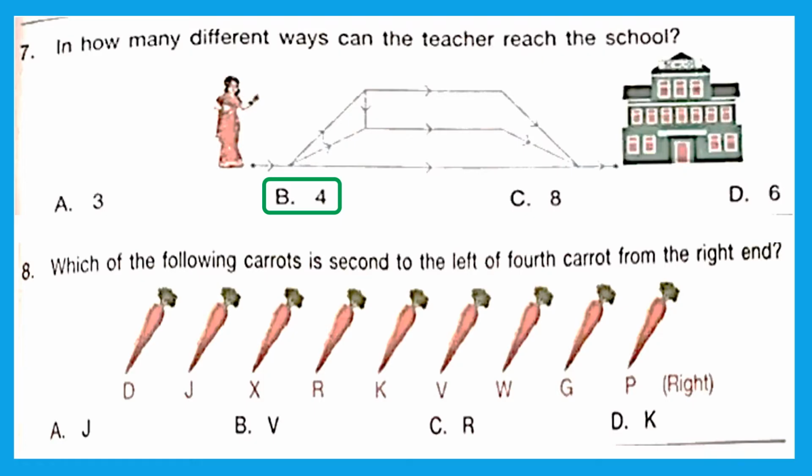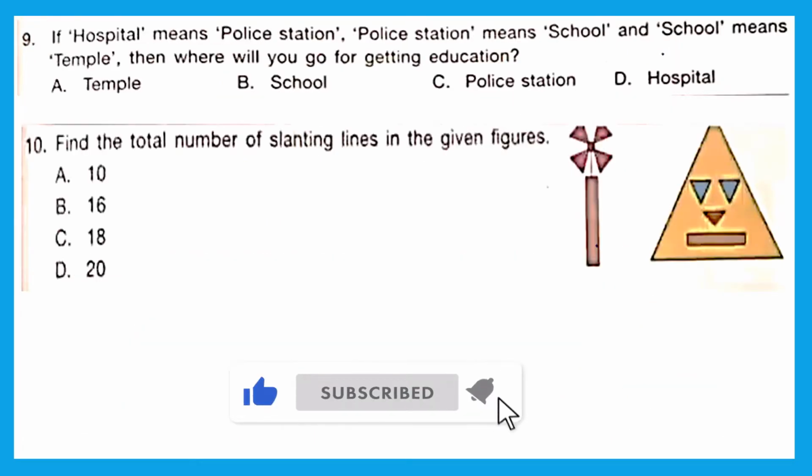Question 8. Which of the following carrots is second to the left of the fourth carrot from the right end? First we have to find the fourth carrot from the right end. Let's do so. First, second, third and fourth. And now from that we have to find which one is second to the left of V. 1, 2. So R is the right answer over here. Option C. Question 9. If hospital means police station, police station means school, and school means temple, then where will you go for getting education?